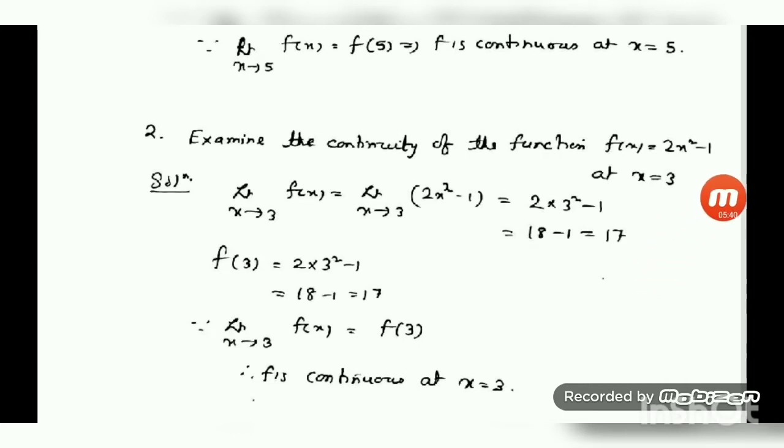This is a similar case as the previous one. The function is defined only by one way for all real numbers. So here no need to do left hand and right hand limit separately. So limit x tends to 3 f(x). 3 is the point. What is f(x)? 2x square minus 1. So 2 into x square means what? 3 square minus 1. 3 square is 9, 2 nines are 18, minus 1 is 17. So the calculated value we have got is 17.